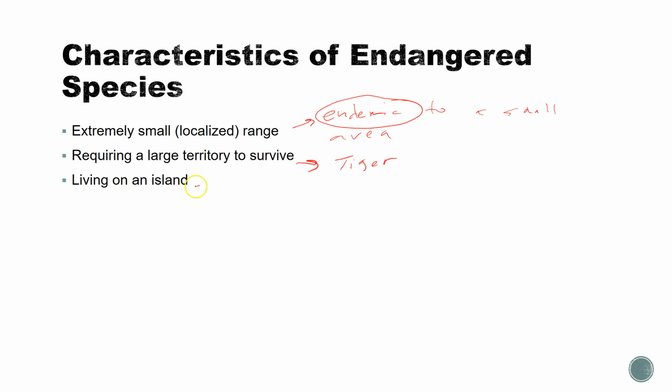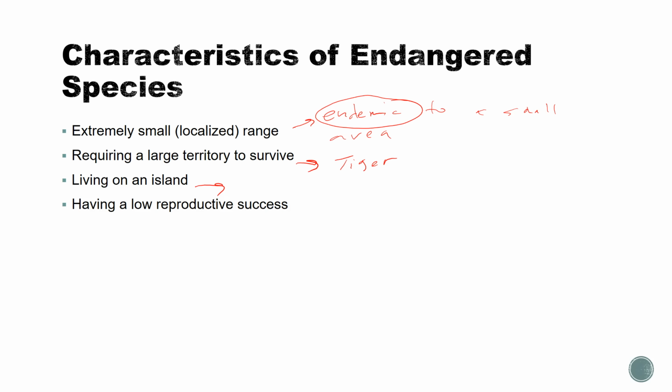Living on an island. What an island does, and we'll talk more about this in the island biogeography theory shortly, is that it isolates a population. It doesn't allow for very easy immigration into a habitat, right? Nor does it allow them to leave a habitat if there's something going on, unlike terrestrial ecosystems.